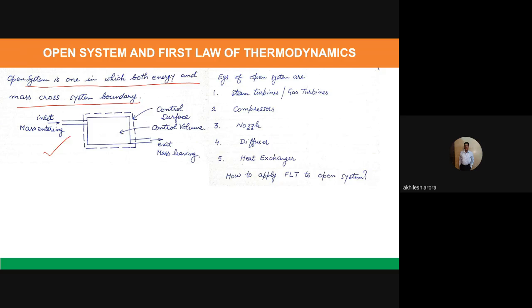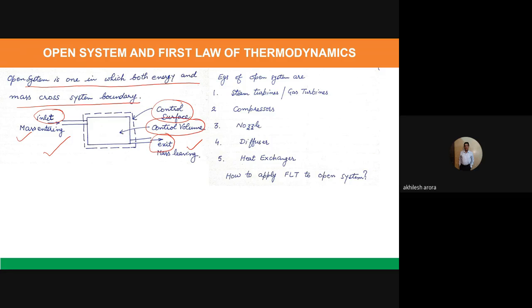So this is an open system which is shown here. We have discussed it. This is the inlet to the open system. This is the exit of the open system. So the mass is leaving here. Here the mass is entering actually. This is the control surface, also called the boundary, and whatever is inside the control surface is the control volume. And we already know that in an open system, both energy and mass cross the system boundary.